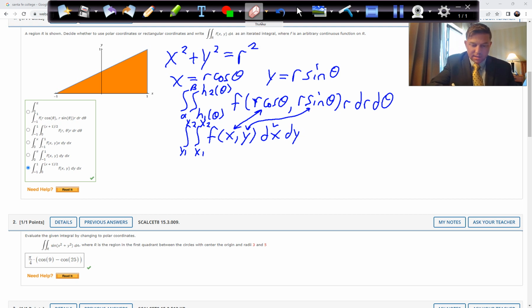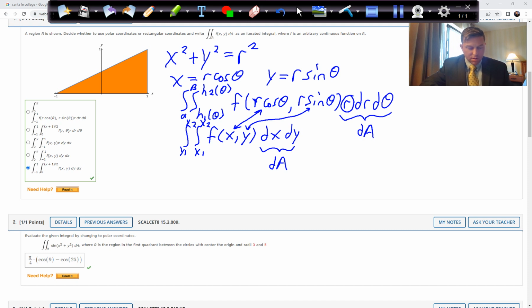The only thing that's kind of interesting that changes is dA, which is this term, is now r dr d theta. So we pick up an extra r in the form of the polar double integral. So we have to remember to add this r here. That is one small difference between rectangular coordinates and polar coordinates in these double integrals.